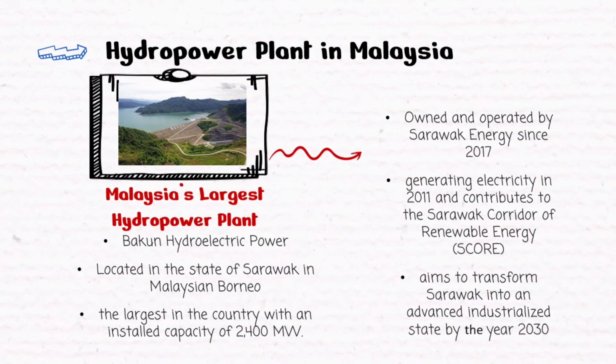The Bakun power plant began generating electricity in 2011 and contributes to the Sarawak Corridor of Renewable Energy, which aimed to transform Sarawak into an advanced industrialized state by the year 2030.